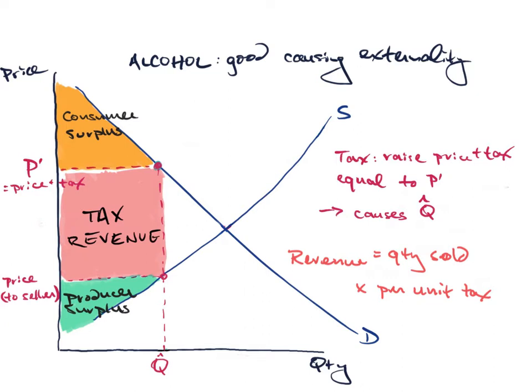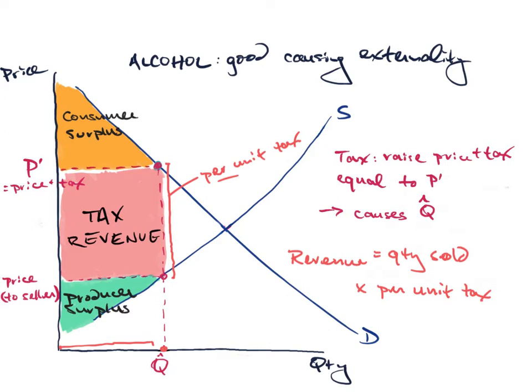The quantity sold is Q hat, and the difference between the price paid by consumers and the price received by sellers, that's the per unit tax. Okay, this red rectangle has a height equal to the per unit tax and a width equal to the amount consumed. So that area is Q hat times the per unit tax. It's the same as the calculation of tax revenue.